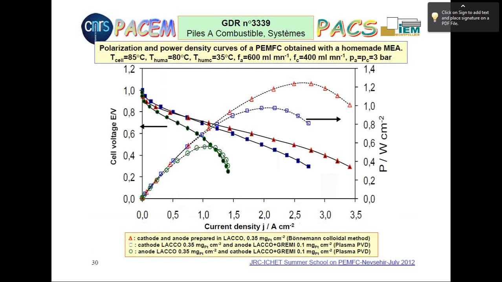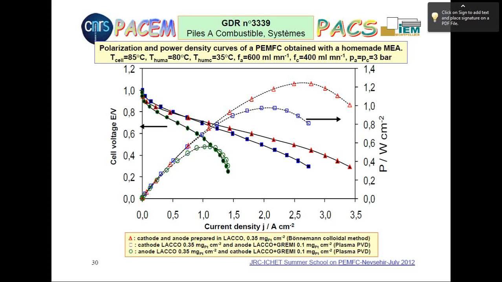Okay, experimental results with different preparations, and now you have the quantity of metal loading. You have three curves with different preparations. Most have 0.35 milligram of platinum per square centimeter, in both anode and cathode. The best results you see can reach 3.5 amps per square centimeter and 1.2 watts per square centimeter, so it's good results.